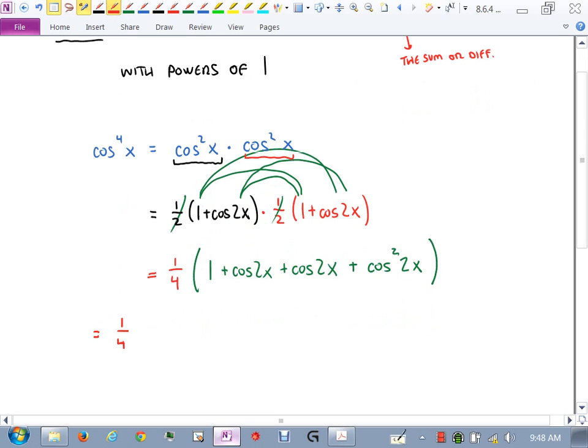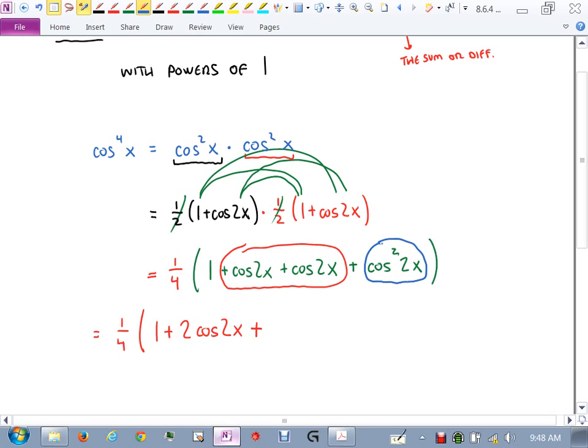I'll leave the 1/4 here. I'm going to just put 1 plus, oh, what happens, I can put these two together, right? An apple plus an apple is 2 apples. So that doesn't become squared, right? Because it's being added together. This one right here, plus, now I'll do it in a different color. This piece right here, by the formula, becomes 1/2. 1 plus cosine, drum roll, 4x.